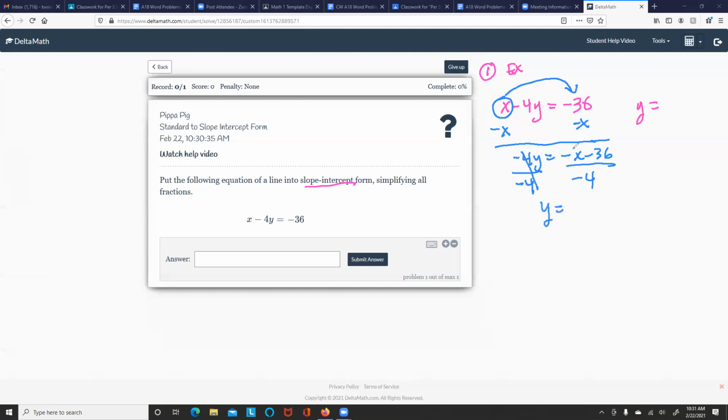So y equals, this is an imaginary 1 in front, so this is 1/4 x. See what I did there, guys? 1/4 x. And then 36 divided by 4 is 9, so plus 9.